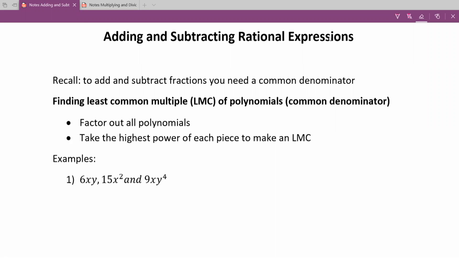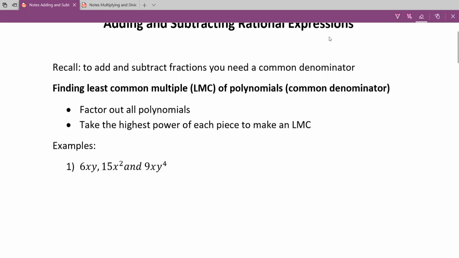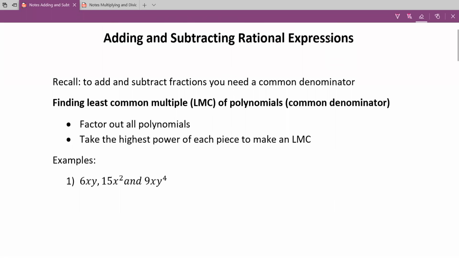All right, welcome to our next section. We've already talked about multiplying and dividing rational exponents, so now let's talk about adding and subtracting. If you remember, our rational expressions are pretty much the same thing as fractions, only now there's polynomials.